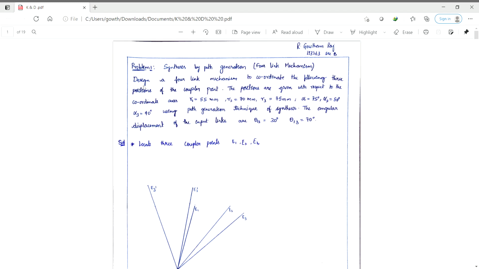The problem is: design a four-link mechanism to coordinate the following three positions of the coupler point. The positions are given with respect to the coordinate axis. R1 is equal to 55 mm, R2 is equal to 70 mm, R3 is equal to 75 mm, and the angles are alpha 1 is equal to 75 degrees, alpha 2 is equal to 50 degrees, alpha 3 is equal to 40 degrees, using path generation technique of synthesis. The angular displacements of the input links are theta 12 is equal to 30 degrees and theta 13 is equal to 70 degrees.